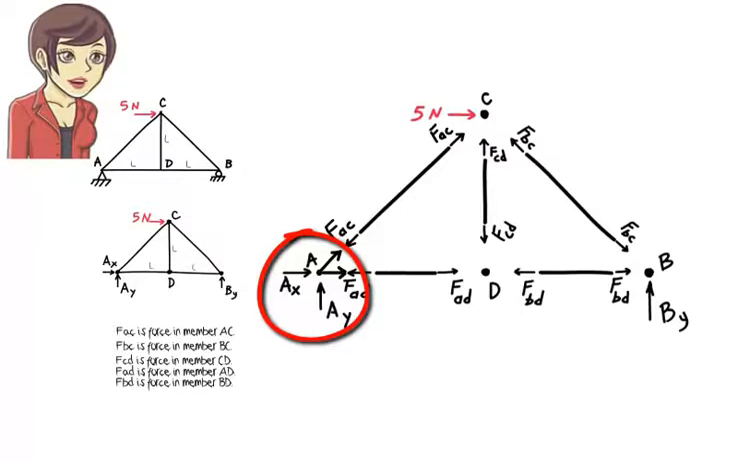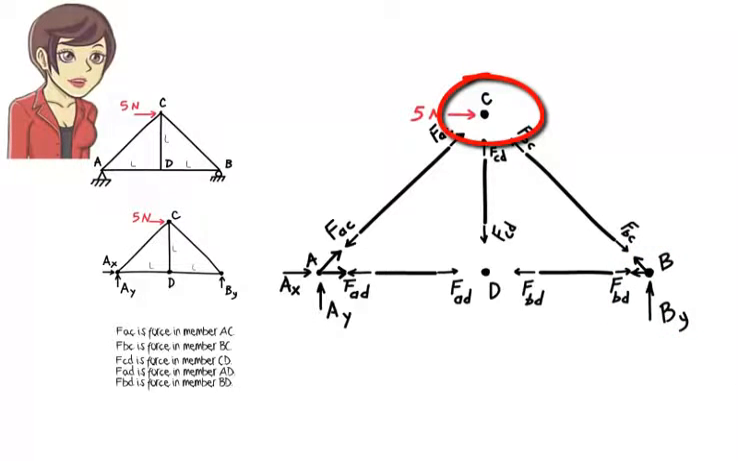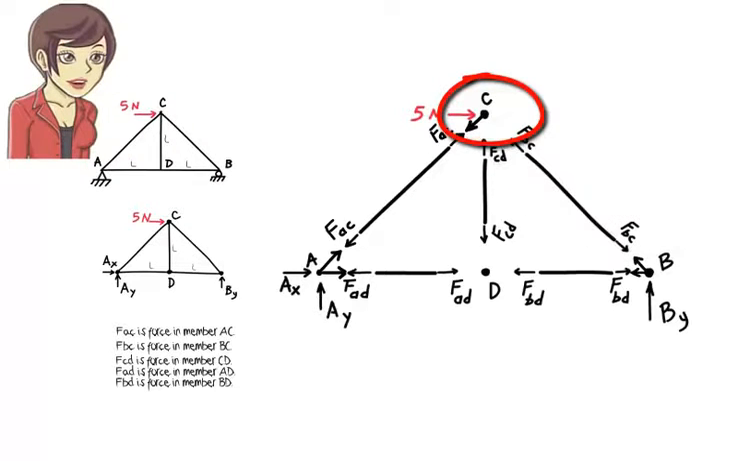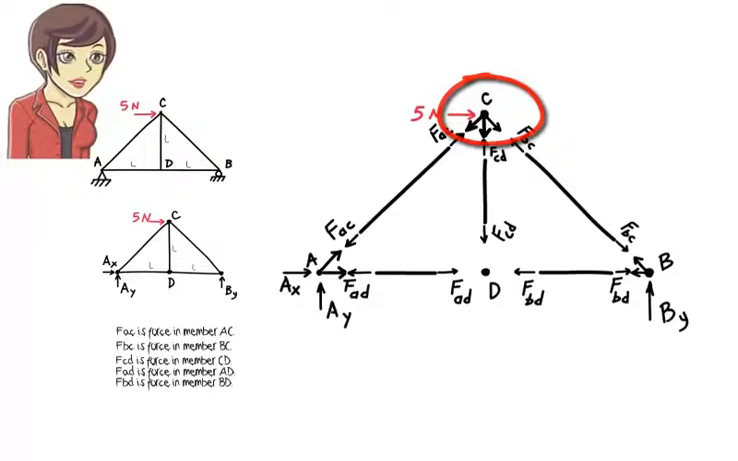This completes the free body diagram of joint A. At joint B, there are 2 member forces, the force in member BC and the force in member BD. Joint C has 3 member forces acting on it, the force in member AC, the force in member BC, and the force in member CD. At joint D, there are 3 member forces, FAD, FBD, and FCD.